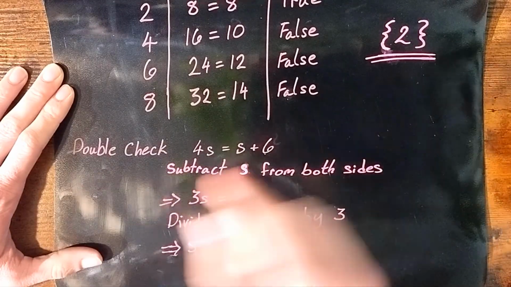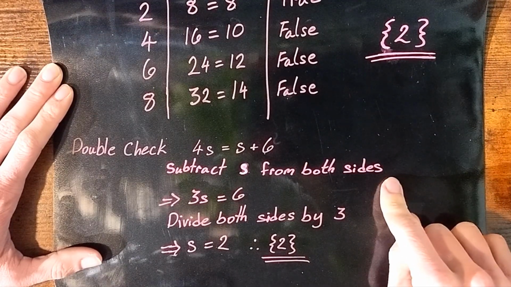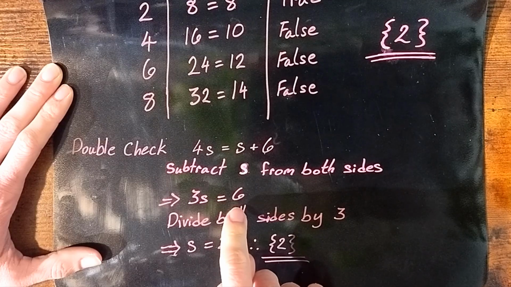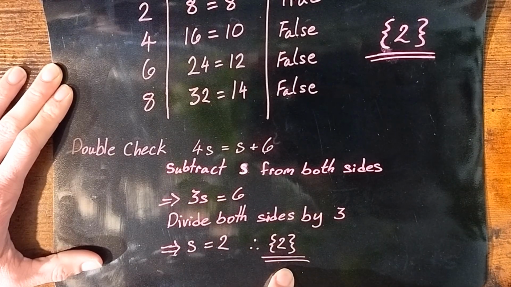So I'll double check my work. First, I'll isolate s on one side by subtracting s from both sides. I get 3s equals 6. Divide both sides by 3 to get s equals 2. I got the same answer.